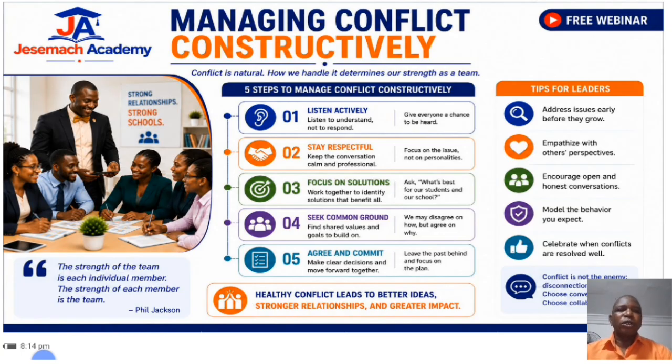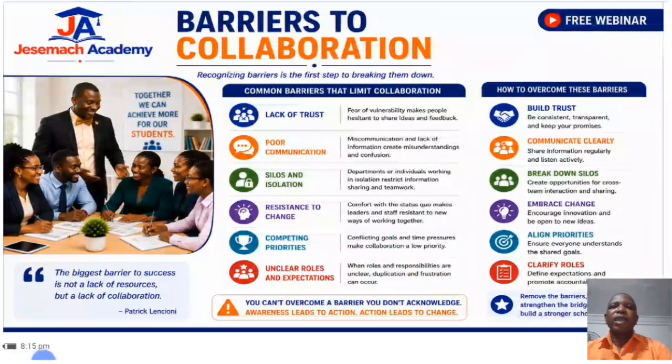Then focus on solution. So when you have identified the issue, just focus on the solution. Then the 4th step to manage conflict constructively is to seek common ground. Don't be biased. Don't shift your ground to one side and be condemning the other side. Okay? So you must have a common ground and allow people to agree with you. And that's the last point. Always find a common ground and encourage people to agree with you. All right, we move on to the next slide.